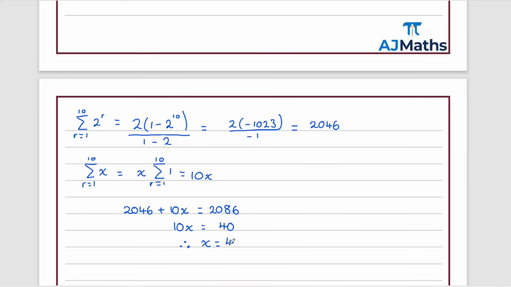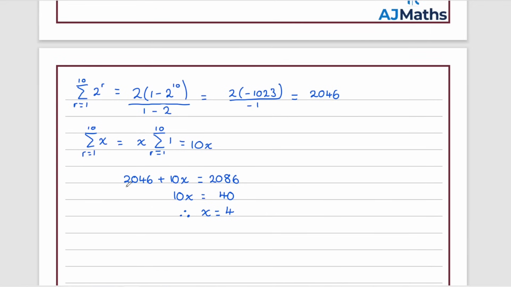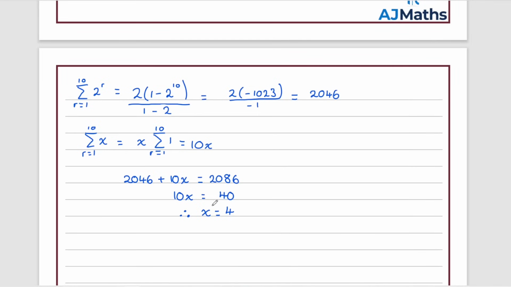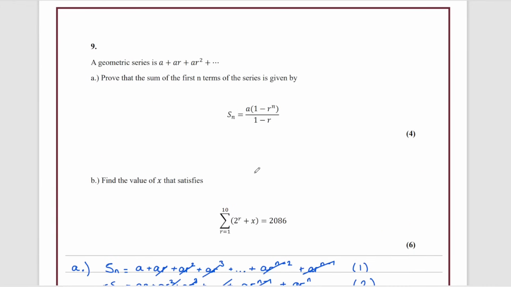Okay. And there we have it. So just breaking it down individually, like we've done here. This bit then was just equal to 2046. The second summation, the summation of x from r equals 1 to 10, that was 10x. Putting that all together then, we just solve this straightforward linear equation to find x equals 4. Okay, but there we have it. So that gives us the solution there to question 9.